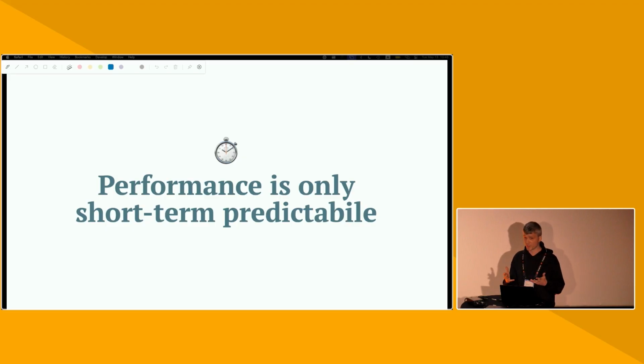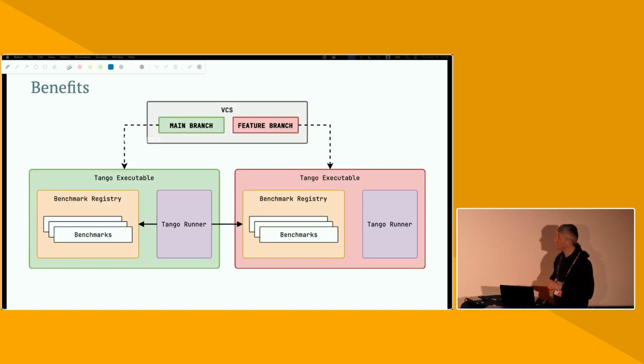So we need to leverage this fact somehow. And this is what Tango is designed to do exactly, right? How does it work? Well, you build two executables out of your project. You don't have to build them at the same time. But when you run benchmarks, you need to have them both at hand, right?